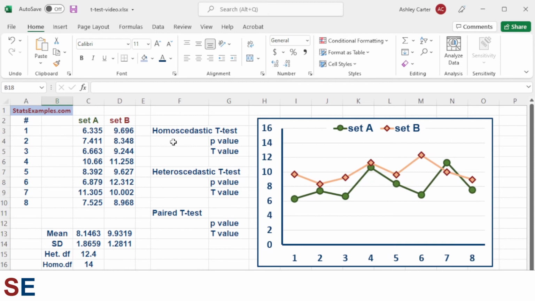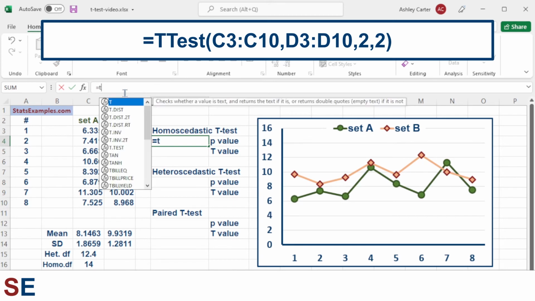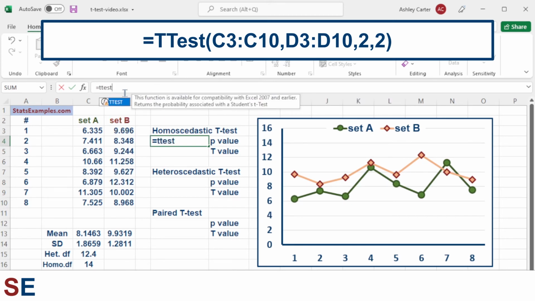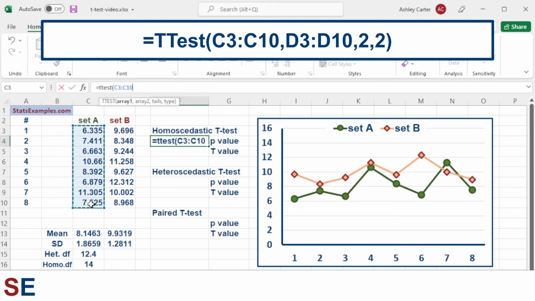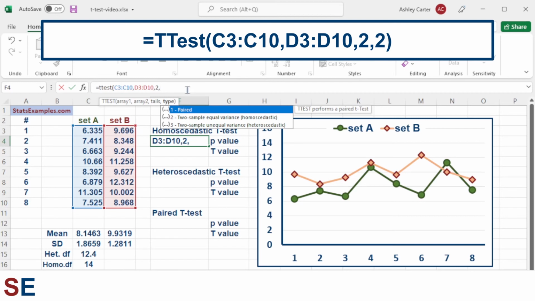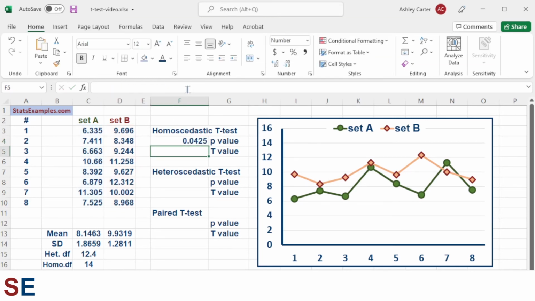Moving on to our first homoscedastic t-test. In this cell, we can type it out now, equals, because it's an equation, t-test, and then in parentheses, we're going to select our first set of data, comma, second set of data, comma, 2, because we're interested in a two-tailed test, comma, 2, because we're interested in the homoscedastic test right there. That gives us this p-value of 0.0425. So we have a significant difference.